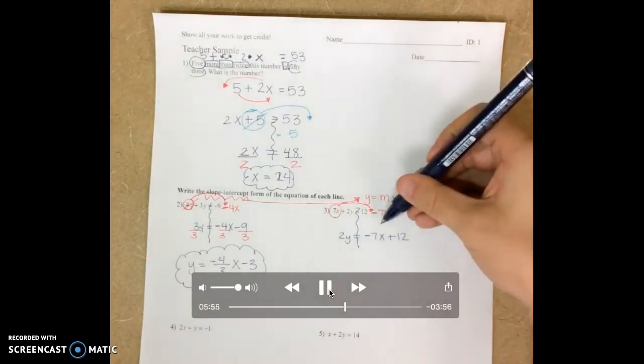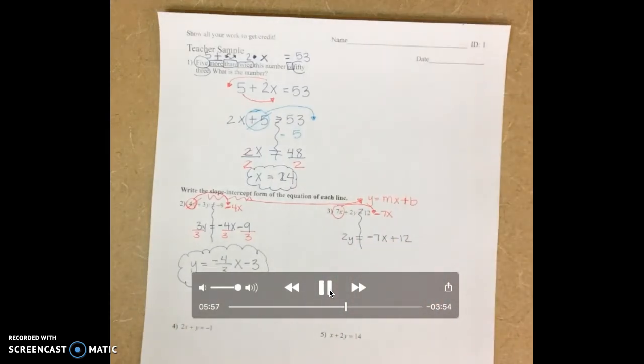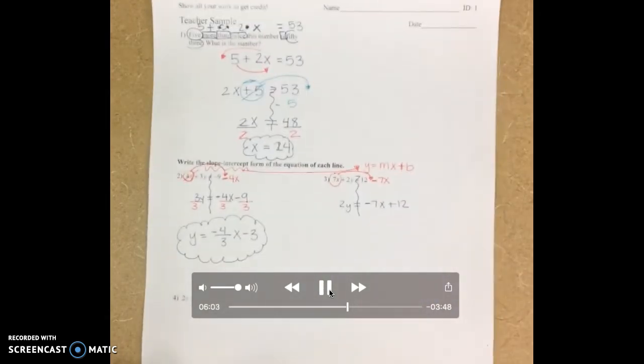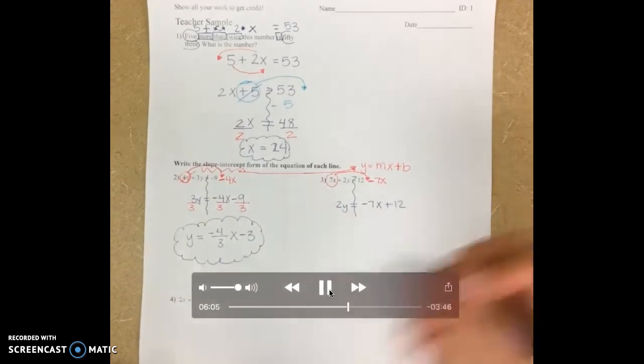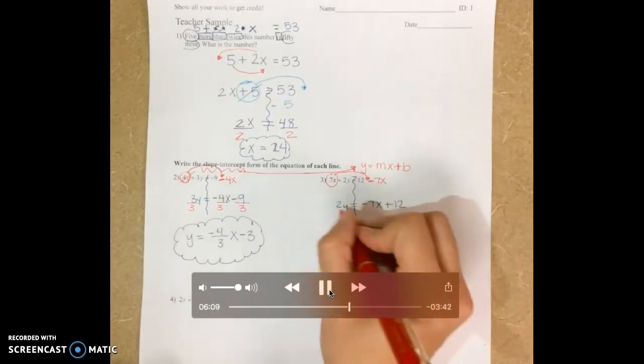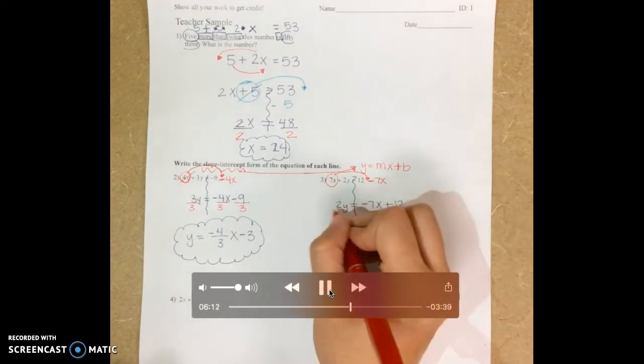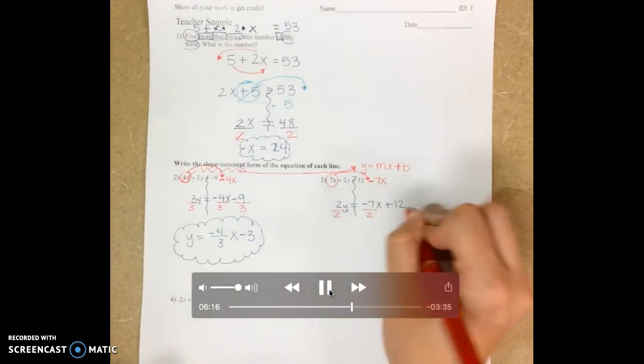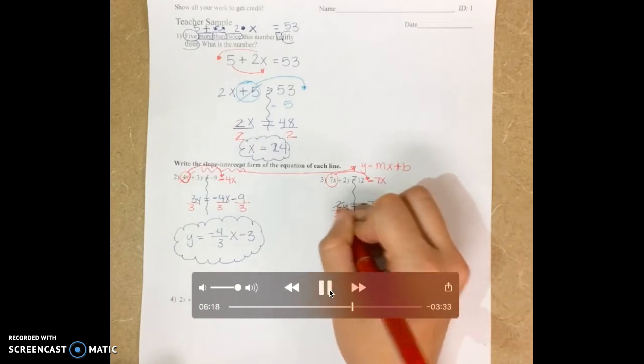I always like to put the x first because on your tests, in quizzes, and on the STAR test, you will more than likely always see the slope before the y-intercept. So get in the habit of putting it before the constant. And I don't have the y by itself yet. I have to get rid of that 2. So we're going to divide by 2, divide by 2, divide by 2.